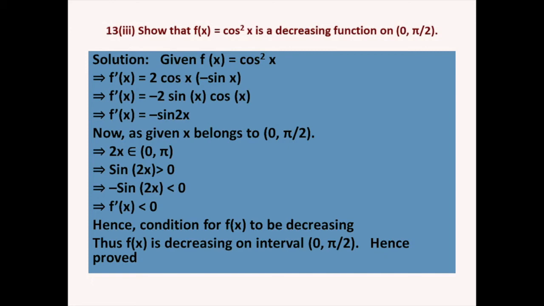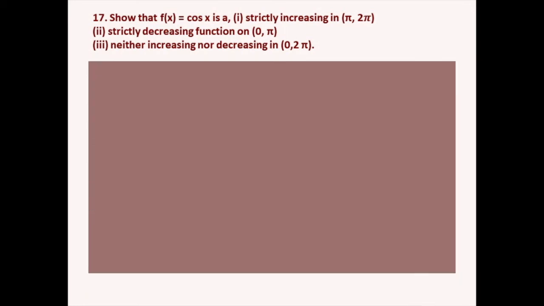If it is greater than 0, it is increasing. Now the next question which I'm taking up is, function f(x) has been given to you, cos x, and there are three cases which you have to study over here. First one is saying strictly increasing in the interval pi to 2 pi. Second says decreasing in the interval 0 to pi. And the third one says it's neither increasing nor decreasing between 0 to 2 pi.